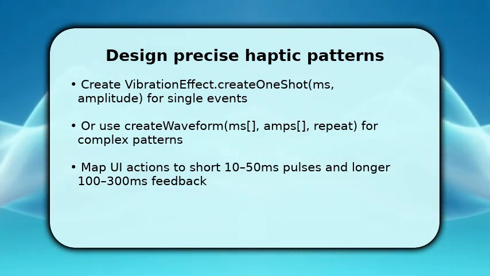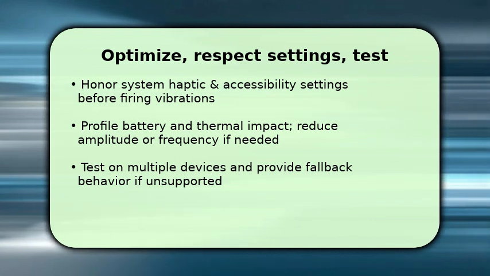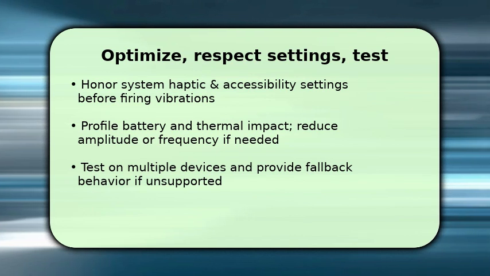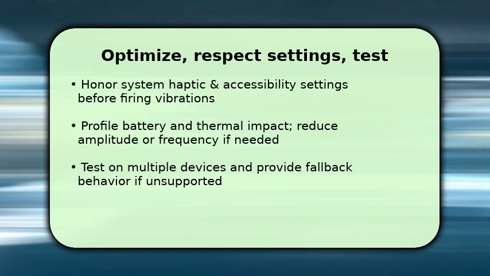Query system haptic intensity and accessibility toggles and adapt so you never override user choice. Once performance tests show acceptable battery and thermal cost, reduce amplitude or shorten patterns for constrained devices. Make sure to include graceful fallback logic when hasVibrator is false. If things go wrong, verify permission, check API levels, and test on physical hardware rather than emulators. Most issues stem from missing permission, wrong API usage, or device-specific actuator limits.